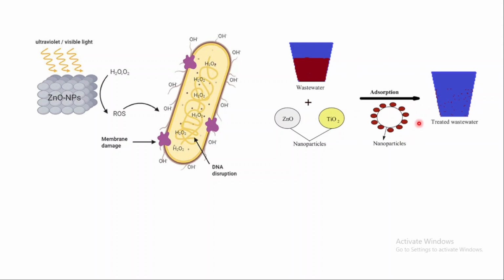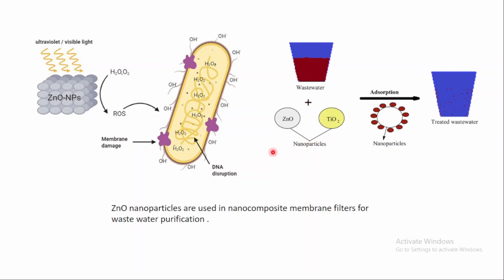So often we can see zinc nanoparticles are used in wastewater treatment, where we use composites of zinc oxide and titanium dioxide nanoparticles. Titanium dioxide will increase the adsorption of organic waste onto the nanoparticles, where zinc oxide can then mediate the ROS method of killing of microorganisms to give a treated wastewater which can then be released into water bodies like rivers and oceans. So wastewater treatment has a huge potential application of zinc oxide nanoparticles. Zinc oxide nanoparticles are used in nanocomposite membrane filters for wastewater purification.